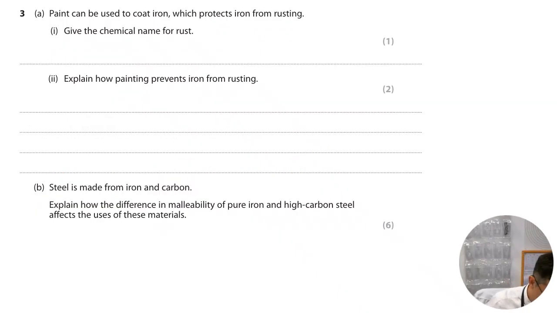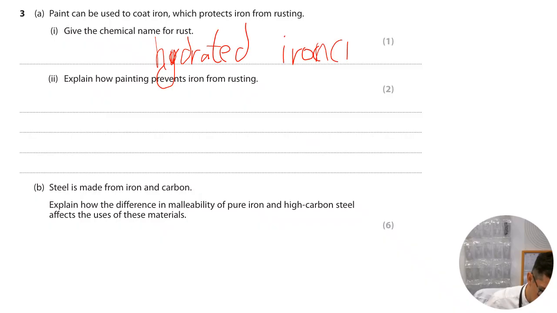Okay, so give the chemical name for rust. So for rust, please don't just say iron oxide, that generally gets the mark, but please say hydrated iron(III) oxide, including the oxidation state. So hydrated iron(III) oxide, please write the whole thing.